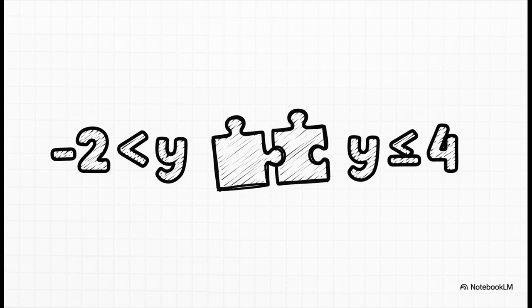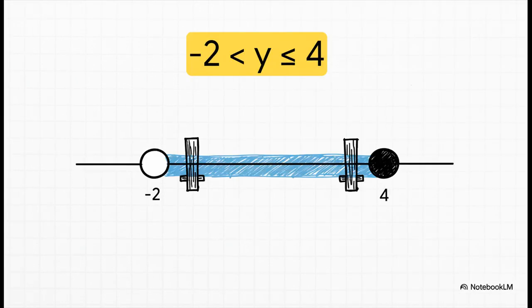Let's have a look. We can actually write it just like this. Look at how clean that is. Let's read it together from the middle. We have y in the center. If we look to the left, it says negative 2 is less than y, which is the same as saying y is greater than negative 2. And if we look to the right, it says y is less than or equal to 4. This is a really efficient way to show that our number y is somewhere between -2 and 4.